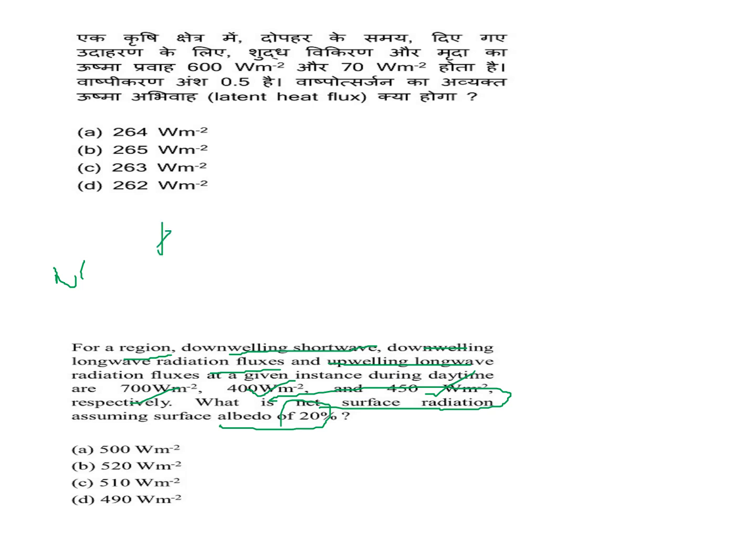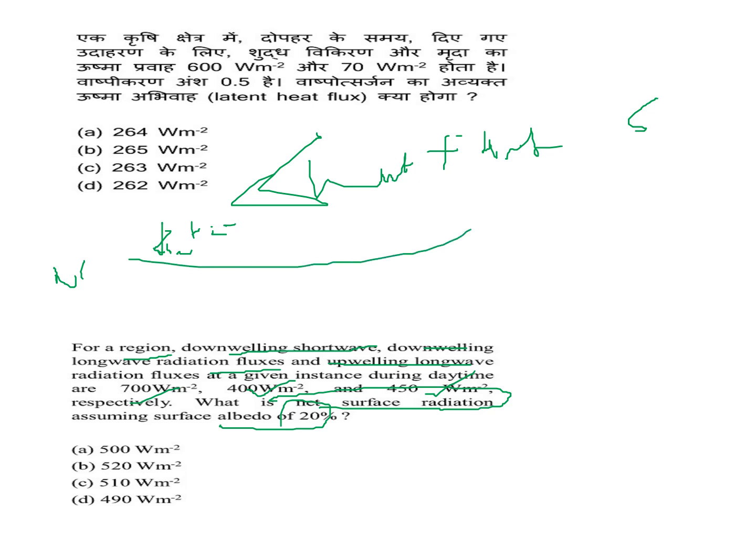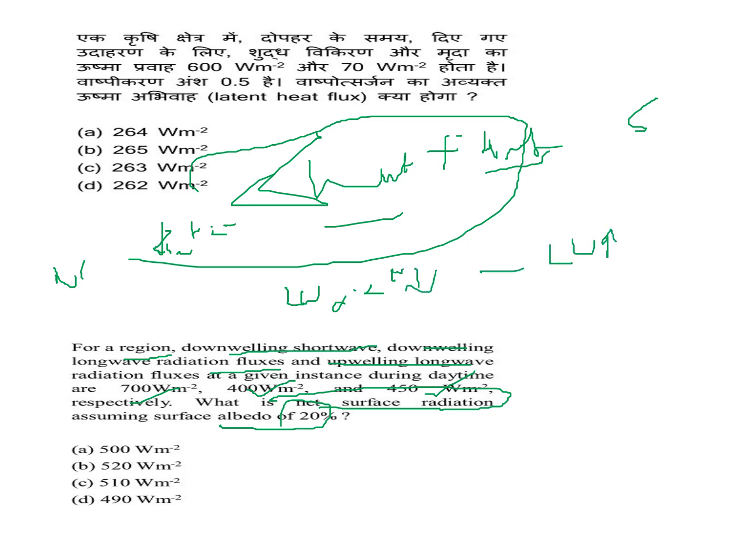Net surface radiation R net is equal to short wave net plus long wave net. How to measure long wave net? It is long wave downwelling minus long wave upwelling, that is 400 minus 450. You will get minus 50.